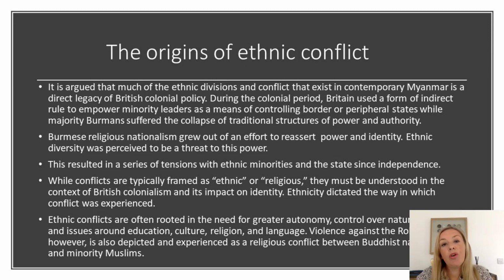So I wanted to say something about the origins of ethnic conflict before we talk about the specific example of the Rohingya Muslims. So it's largely accepted that a lot of the ethnic division and conflict that currently exist in contemporary Myanmar is a direct legacy of British colonial policy. So during the colonial period, Britain used a form of indirect rule to empower minority leaders. And they did that because they needed to control the border or peripheral states. And the majority of the Bamar who had been in power before in the pre-colonial era suffered a collapse in the traditional powers and structures of authority.